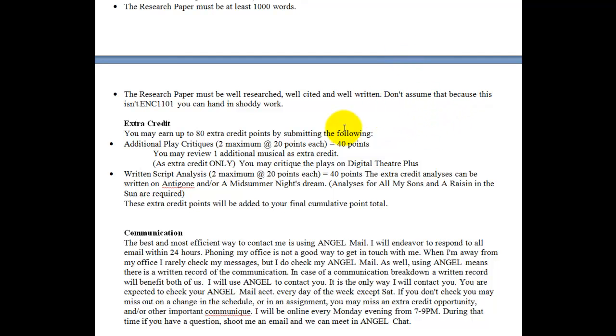Then, as I said earlier, there are 800 points available in this class, but there's also ways to earn extra credit, and you can earn up to 80 points of extra credit by submitting the following: additional play critiques, 2 maximum at 20 points each. That's half the value that they are for the regular ones.